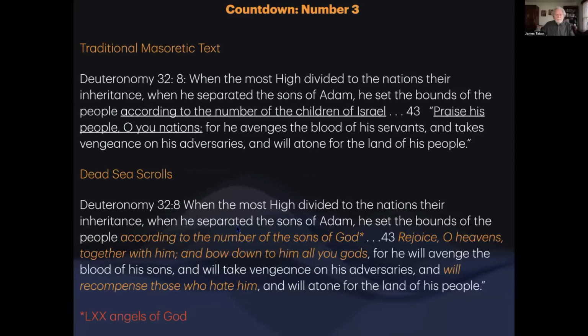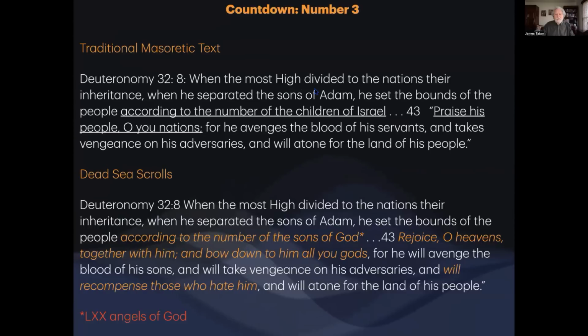Number 3. Now, this is really getting different. Those were kind of minor differences, but verse 11, as I said, I think was more significant. This is from the Song of Moses, and there are two main differences that really stand out. It's in the book of Deuteronomy in the Torah, chapter 32, verse 8.